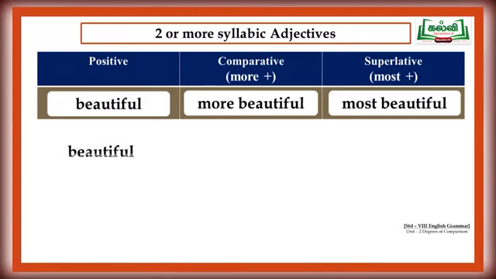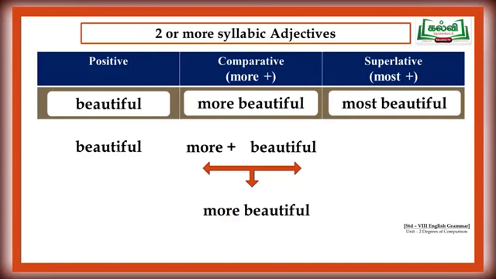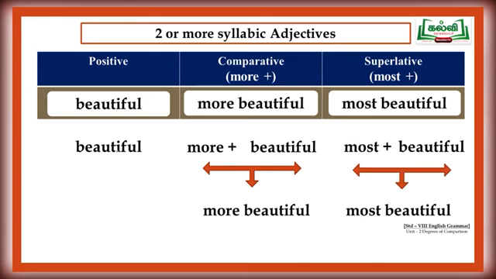The next rule: when we have two or more syllable adjectives, what should we do? Let us see now. For example, beautiful is the positive form of the adjective. In this case, you have to add more for the comparative, but not at the end. At the beginning of the word, we add more: more plus beautiful, more beautiful. For the superlative degree, we add most: most plus beautiful, most beautiful. So, we get beautiful, more beautiful, most beautiful. We will see some more examples for this rule also.